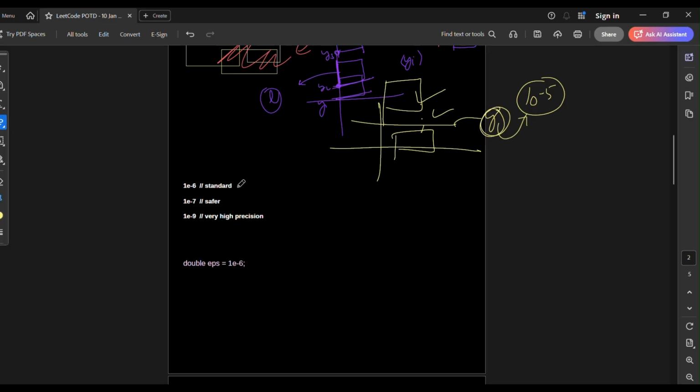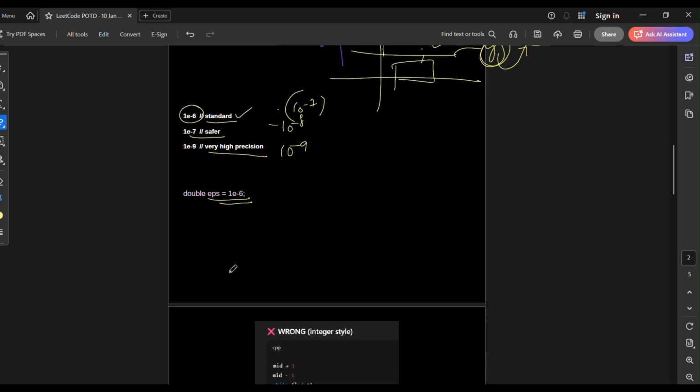So generally, whenever there is this type of question, you can take the eps value as 1e-6 for standard. If we are talking about the safer side, we generally take 1e-7, and we also take very high precision, like 1e-8. Generally we take these values; here we have taken 10 raised to power minus 5 for our equation.